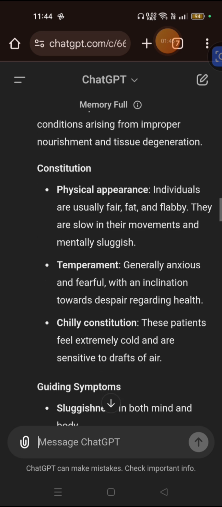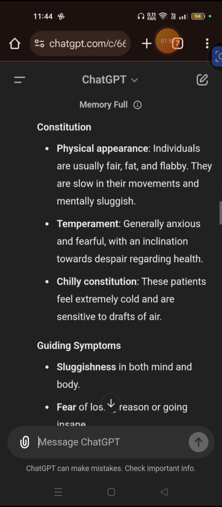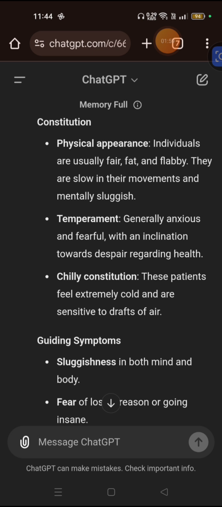Constitution, physical appearance. Individuals are usually fair, fat, flabby. They are slow in their movements and mentally sluggish. Temperament, generally anxious and fearful with an inclination toward despair regarding health. Chilly constitution. These patients feel extremely cold and are sensitive to drafts of air.